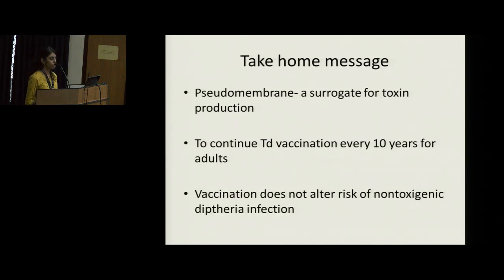The presence of a pseudomembrane indicates that the Corynebacterium strain is toxin producing. It's a surrogate for toxin production. And if there is no pseudomembrane present, we should still suspect Corynebacterium infection, because it can be a non-toxigenic strain that has infected the person. And all adults are susceptible to diphtheria infection because of waning vaccine immunity.